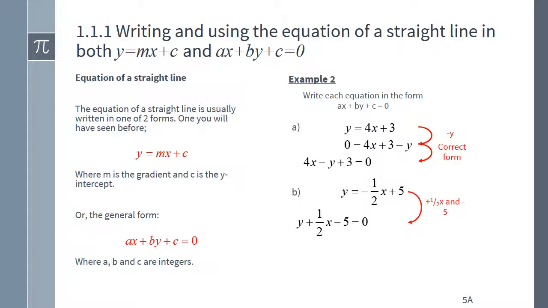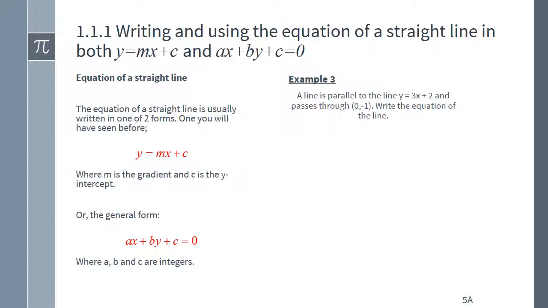And then that's not quite in the right form for a number of reasons. It's in the wrong order and it has a fraction in it, and a, b and c have to be integers. So if we times by 2, we get 2y plus x minus 10 is equal to 0, and then put it in the right form: x plus 2y minus 10 is equal to 0.